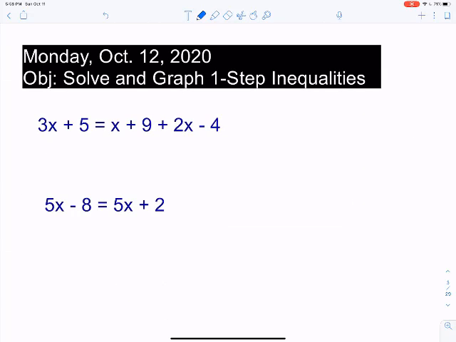Now, what if I gave you multi-step equations? What about this first one here? We've got 3x plus 5 is equal to x plus 9 plus 2x minus 4.